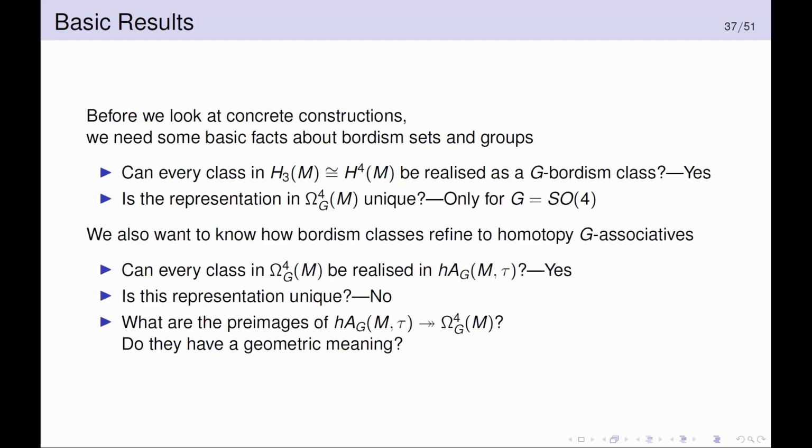Now, we've gone from homotopy classes to cobordism classes. Now, can we lift them up to homotopy associatives? The answer is yes, that always works. Is this unique? No. There are always more choices involved, and we'll try to compute some of them. And so we ask, what are the pre-images of homotopy classes of homotopy associatives over a given cobordism class? And do they have a geometric meaning? Well, let's see. At least a geometric description. So, any questions on this so far?